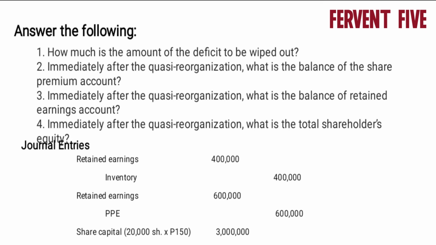So, ang una muna natin gagawin ay journal entries. So, bullet 1, yun yung nakikita niyo sa problem kanina. So, ang journal entries na bullet 1, debit retained earnings for 100,000, credit inventory for 100,000. Bullet 2, debit retained earnings 600,000, credit PPE 600,000. So, bullet 3, share capital, paano nakuha yung 3 million? 2,000 shares times 150. So, credit share premium 3 million.